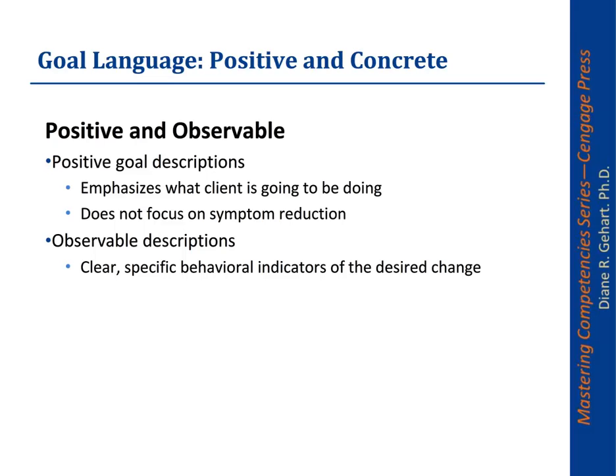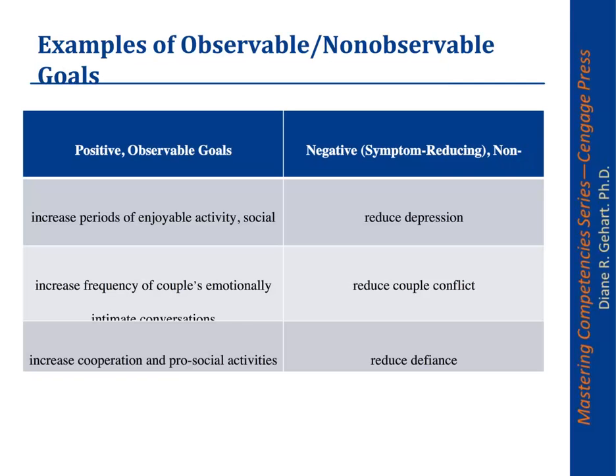And again, they want the goals to be observable, measurable, very clear, so that everyone knows when the goal is achieved. And again, this is a very common requirement of mental health clinicians, regardless of their theoretical orientation in today's work. So here you can see some examples of observable versus non-observable goals.